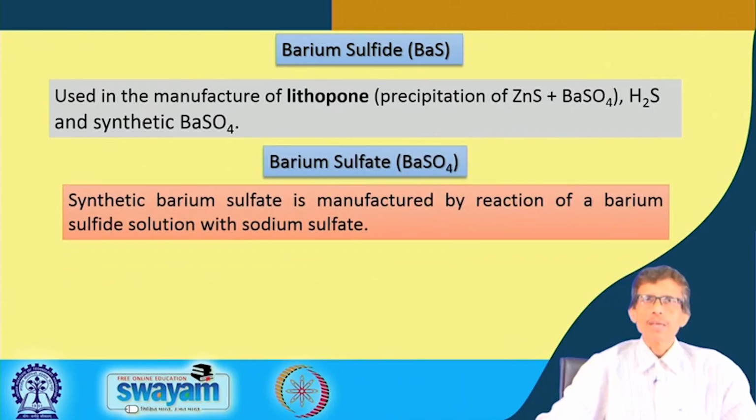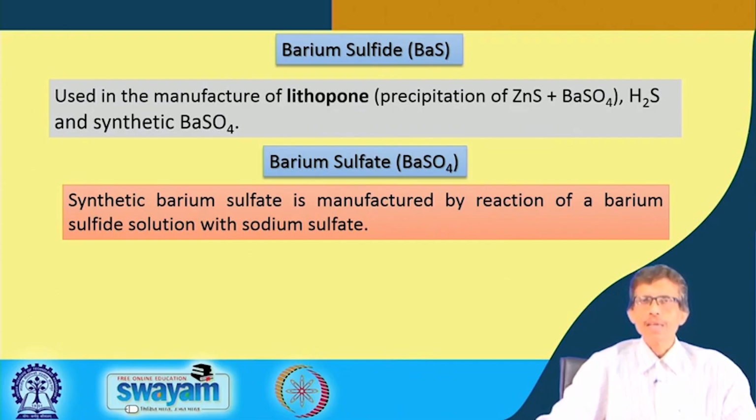So, synthetic barium sulphate, because the ore is giving you the natural sulphate. That is why we call it barium sulphate. The ore is also a barium sulphate material, your barite ore is your barium sulphate material. So, synthetic barium sulphate, when you manufacture it, when you prepare it in the industry, its purity will be higher.